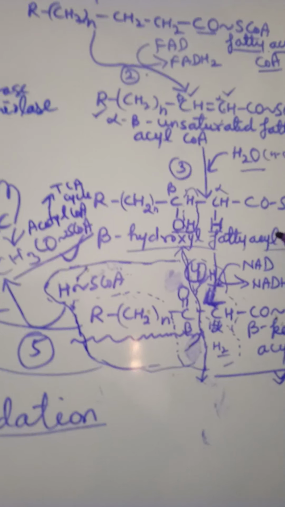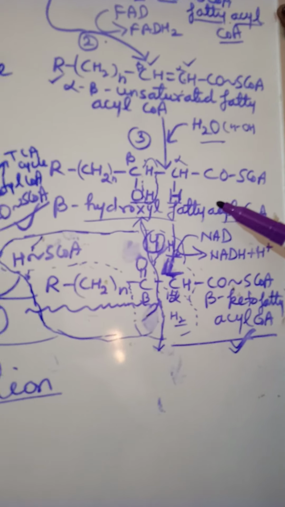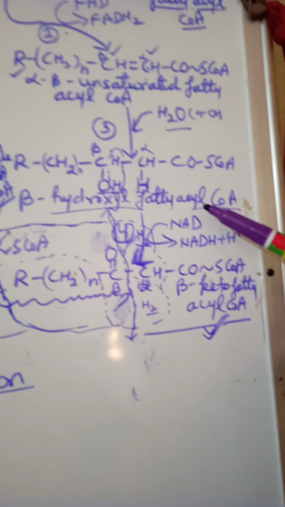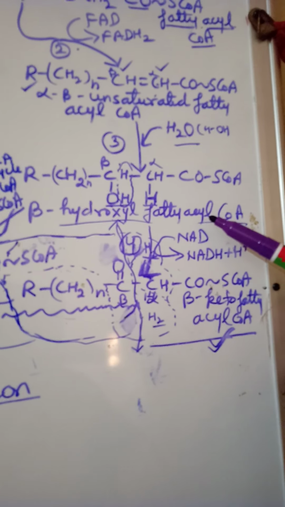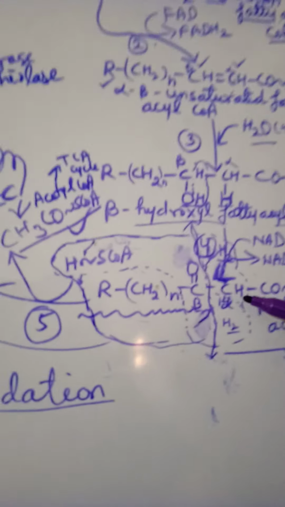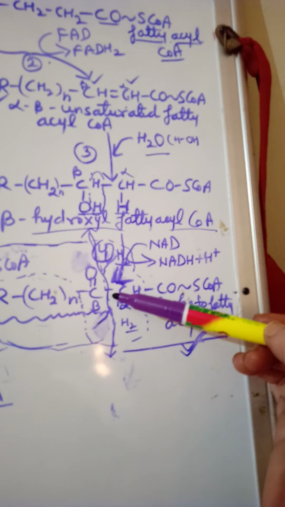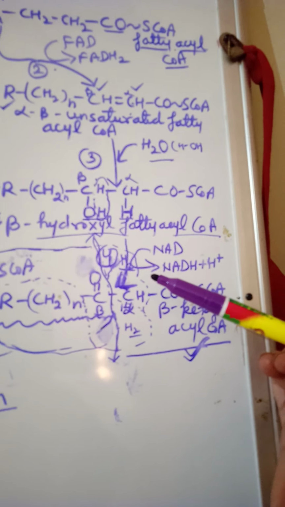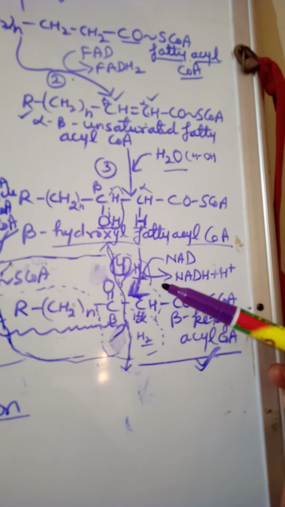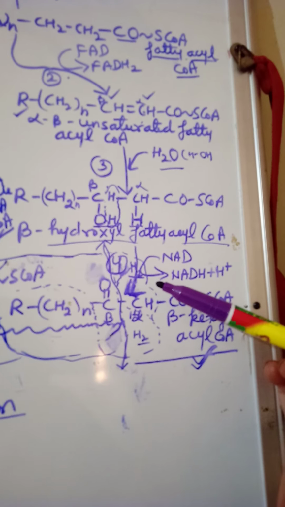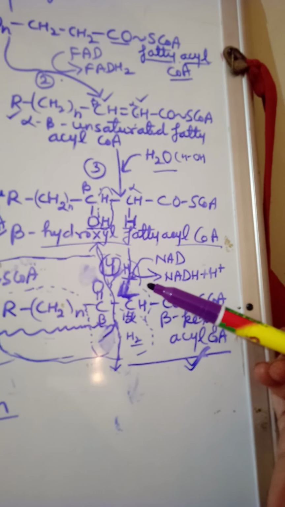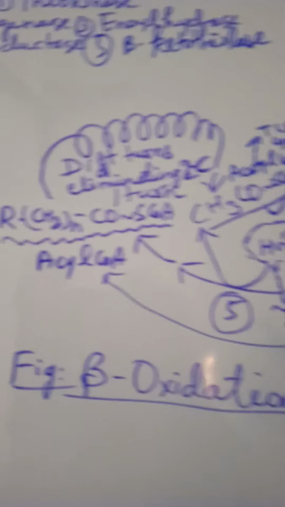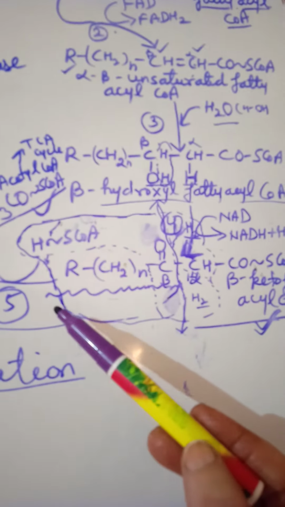You could see here. Then in the next step, the beta hydroxyl fatty acyl coenzyme A is dehydrogenated to give beta keto fatty acyl coenzyme A in the presence of the enzyme dehydrogenase or beta keto reductase and DPN plus. In the last step, step 5, what happens?